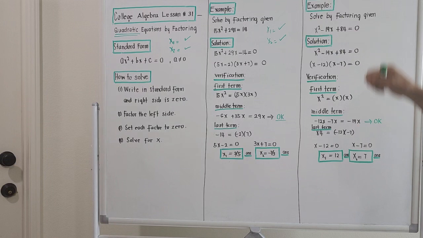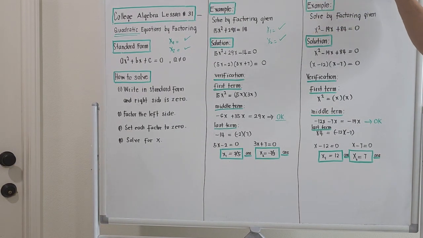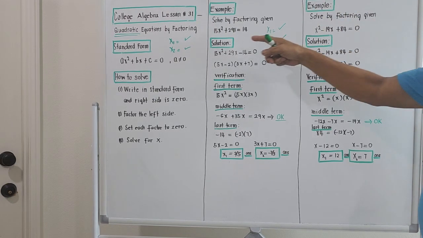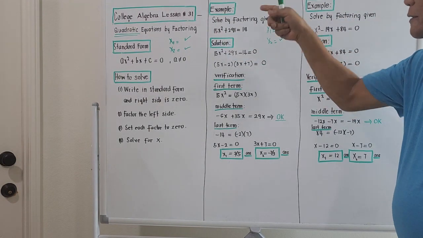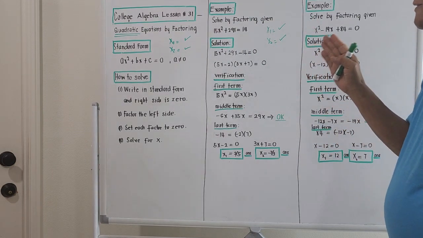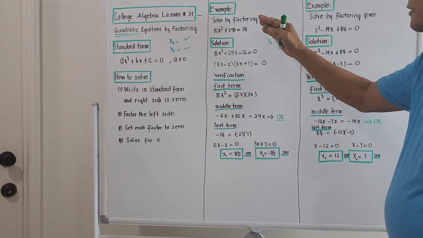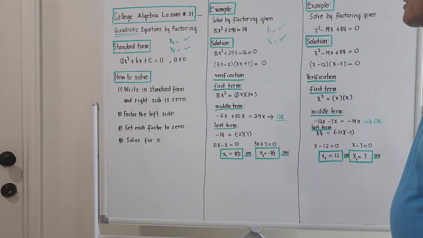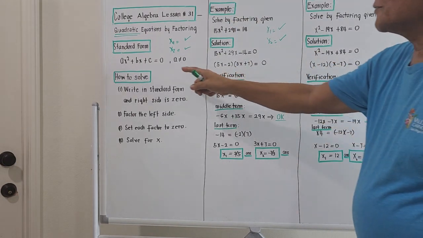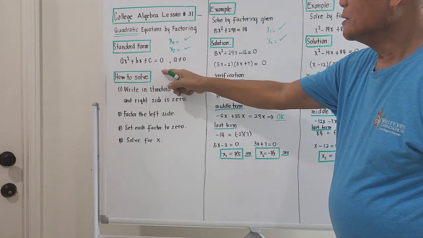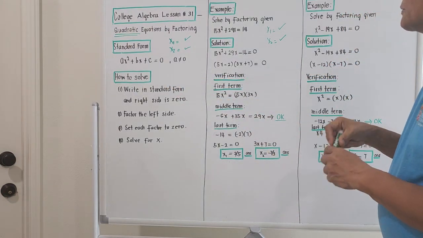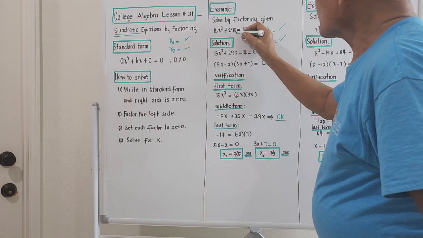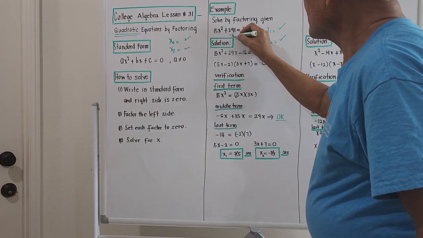Number 1, according to the method of solution, write the equation in standard form. The given equation is not in standard form yet, so we'll change this for it to be in standard form. Because in the standard form, the right hand side is equal to 0. So what do we do? We subtract both sides by 14.